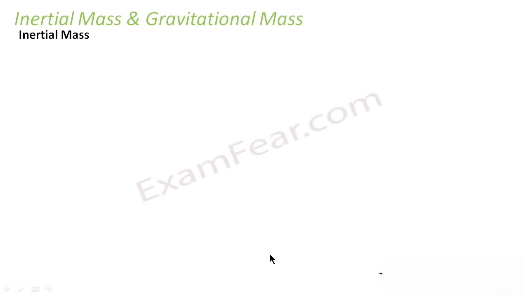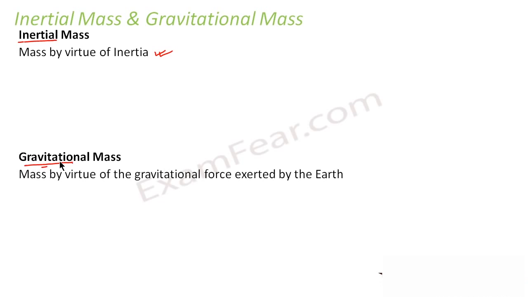So let us first take up inertial mass. Inertia, as the name suggests, inertial means something related to inertia. So the mass of a body by virtue of inertia is inertial mass. Similarly, when I talk of gravitational mass, it has to be related to gravitation. So the mass by virtue of gravitational force exerted by the earth is gravitational mass. So the definitions are quite simple. Mass by virtue of inertia is inertial mass. Mass by virtue of gravitational force is gravitational mass.